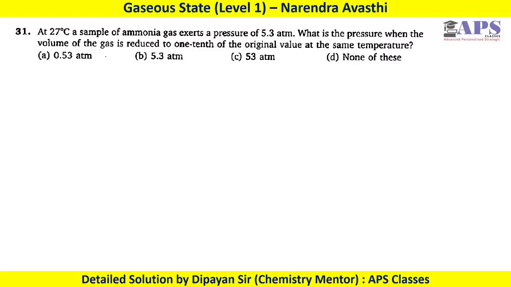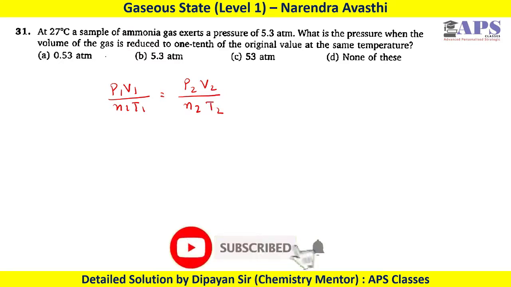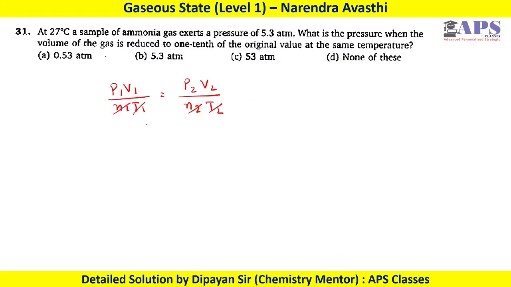In question number 31, at 27 degrees centigrade, a sample of ammonia gas exerts a pressure of 5.3 atm. What is the pressure when the volume of the gas is reduced to 1/10 of the original value at the same temperature? So the general formula which we can write is P1 V1 by N1 T1 equal to P2 V2 divided by N2 T2. Here number of mole and temperature is constant, so N1 N2 will cancel, T1 T2 will cancel, so finally we will get P1 V1 equal to P2 V2.